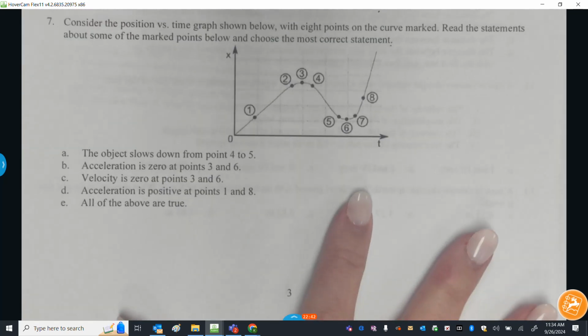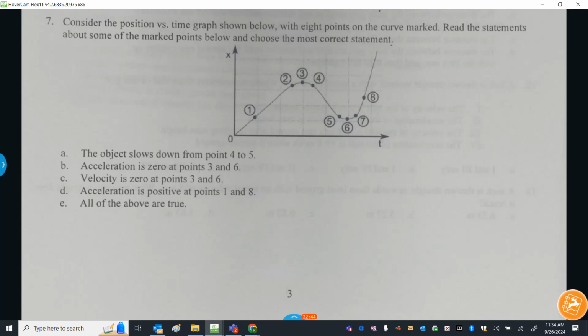This, I think, was the most missed question. Let me look. Nope, for y'all it was 8. All right, but this was the second most missed question.